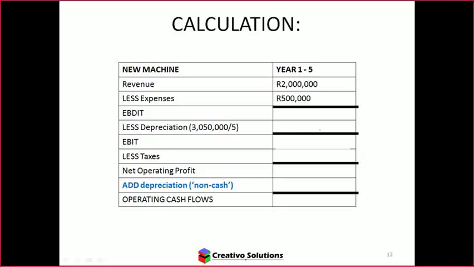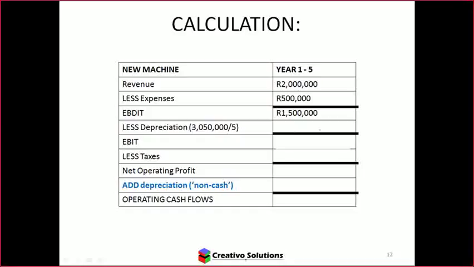$500,000. Okay, so what's the EBDIT? 1.5. Yes, what's the depreciation? Well, how much is the asset? 3.05 million. Why is the asset 3.5 million? 3.05. Because of the installation cost. You can't depreciate an asset that hasn't been installed. Okay, now I understand. The initial investment. Yes, the initial investment. You can't use an asset if it hasn't been installed.